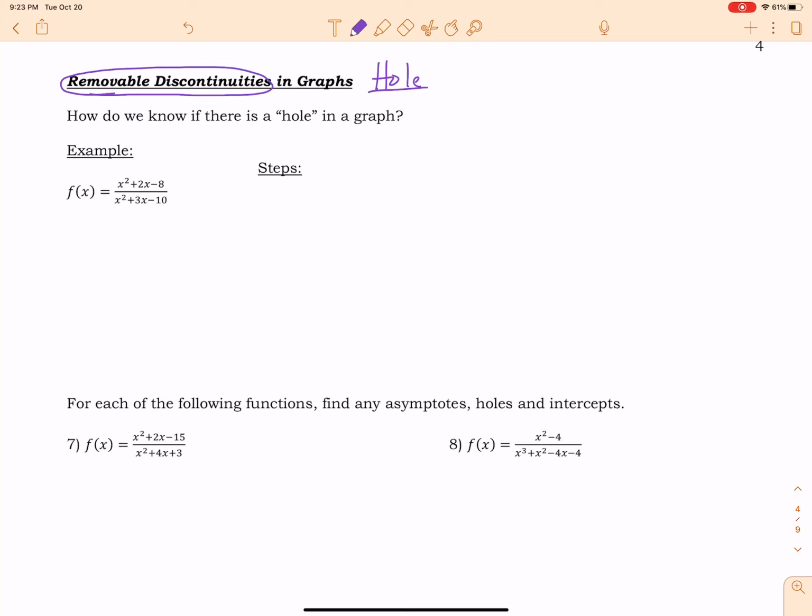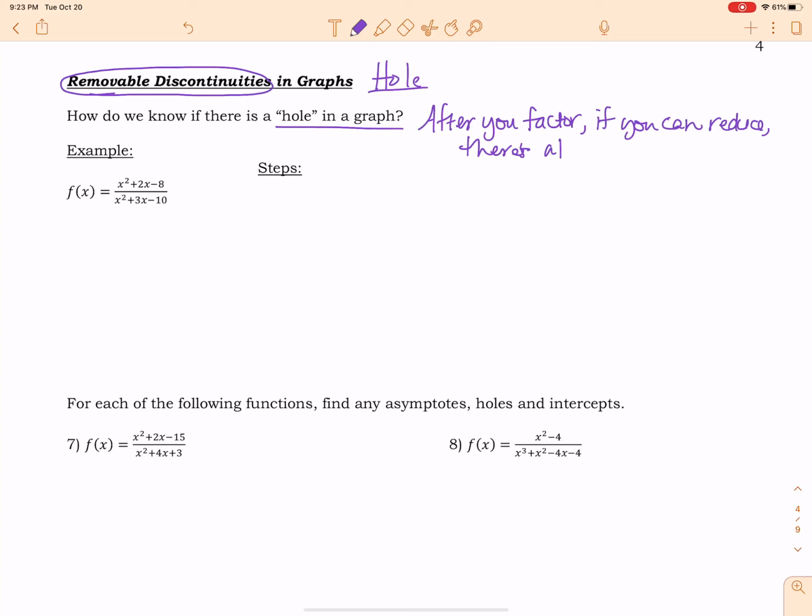So how do we know if there's a hole in the graph? Well, there's a really easy way to tell. After you factor, if you can reduce, there's a hole. That's how you can tell. So what are we going to do? Let's look at our steps.